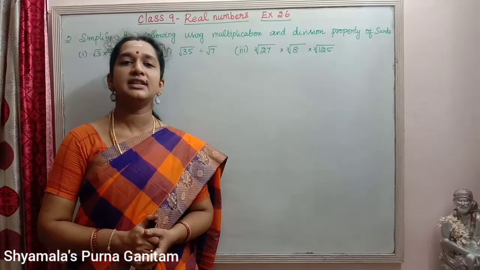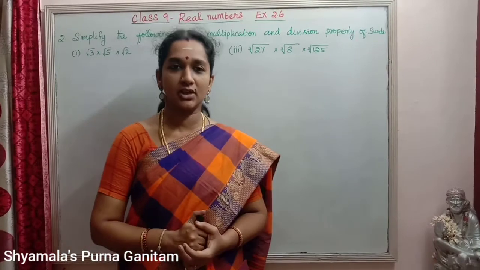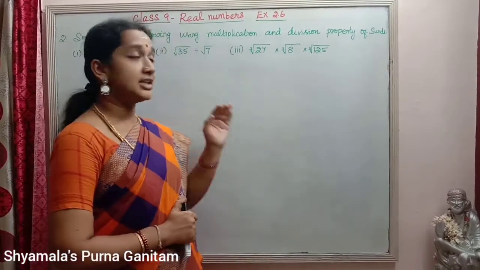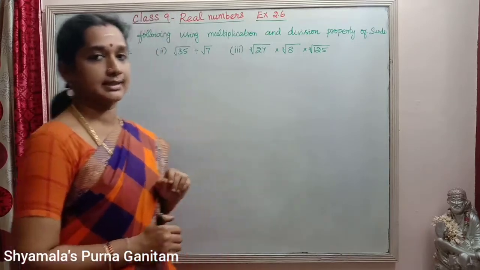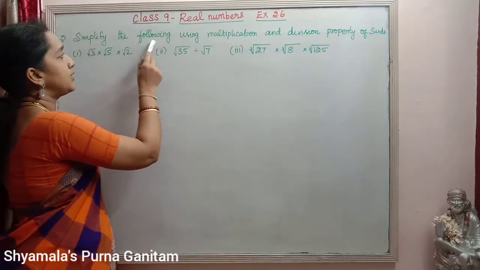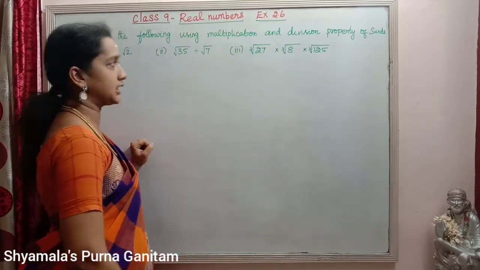Good morning students. In this class I will be doing the class 9 Samacheer Kalvi syllabus or matriculation syllabus. Second chapter, real numbers. In that, exercise 2.6, second subdivision. Simplify the following using multiplication and division property of surds.